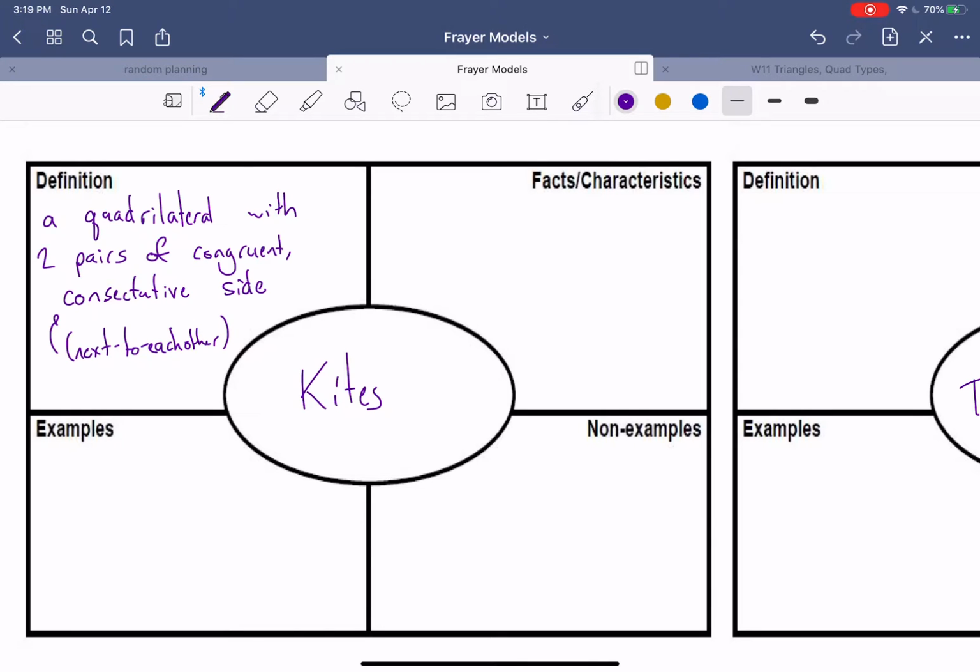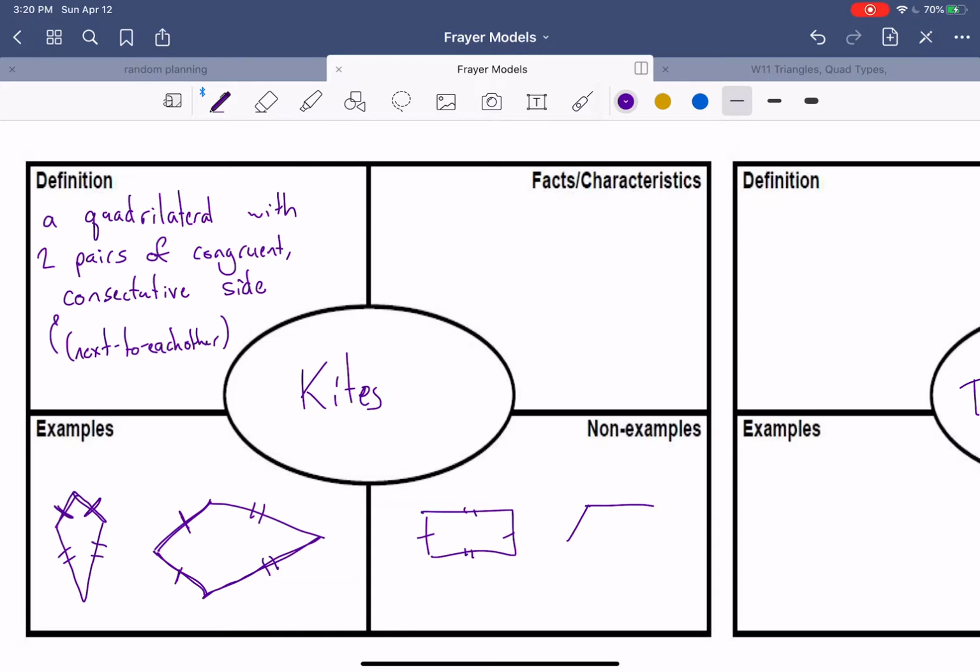So again, our examples, we could have a kite like we were used to seeing in the sky. We could have a sideways kite that looks more like a fish, possibly. Right, but usually we will see these tick marks. That means we have two pairs of congruent sides, but they're next to each other. All right. Facts and characteristics, we're going to skip. We'll come back and talk about that in video number 2. Non-examples. A rectangle, right, has two pairs of congruent sides, but they're not consecutive.